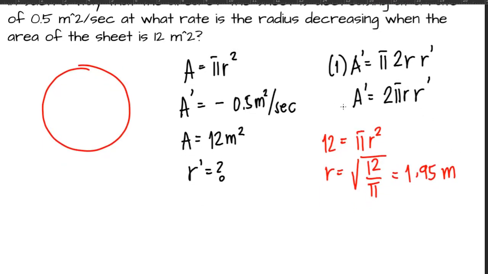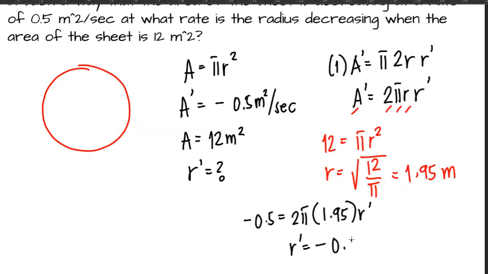Let's go back to the implicit differentiation equation natin. Again, you have A prime, negative 0.5. You have 2, you have pi, you have R, which is 1.95. You have R prime, ginapangita natin. So, A prime, negative 0.5 equals 2 pi times 1.95 times R prime. R prime is negative 0.5 divided by 2 pi times 1.95. Okay. So, it's negative 0.04 meters per second.